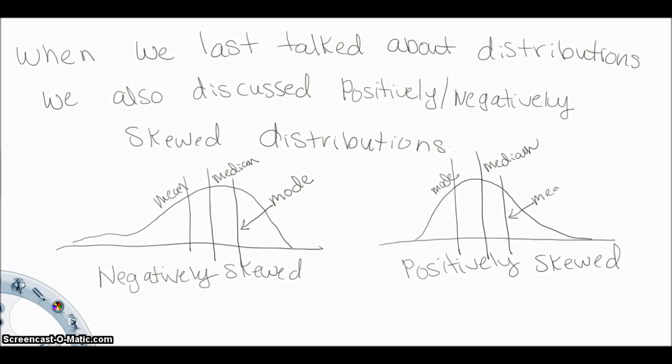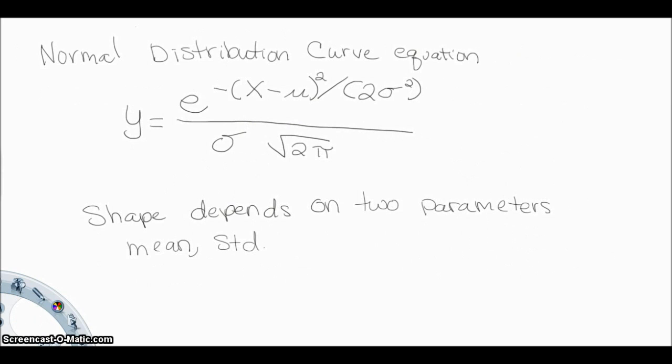Next up, we're going to have what the equation of this normal distribution curve is going to look like. We have y equals e to the negative parenthesis x minus mu squared divided by 2 sigma squared. And that's all going to be over sigma times the square root of 2 pi. Remembering that e stands for 2.718. It is a constant number. Pi, again, is a constant, 3.14.